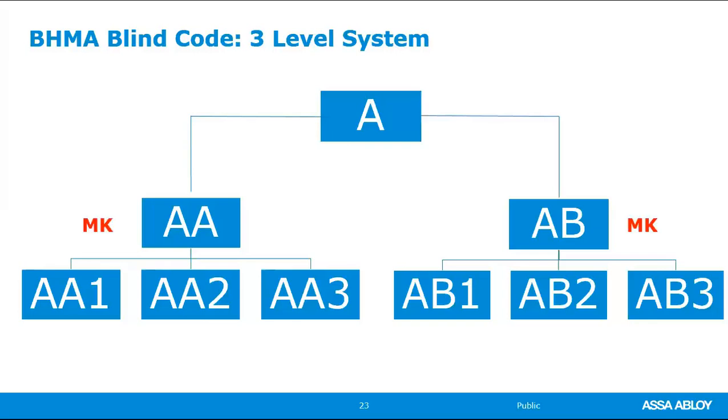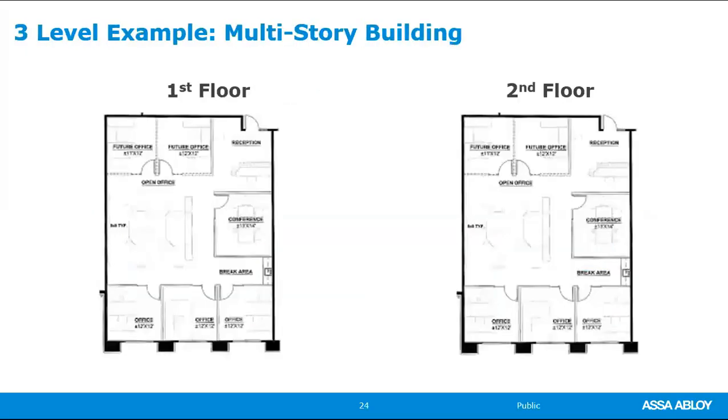So in this case, my master keys, and then my grandmaster key connects both facilities. Building 1 is on AA master key. Building 2 is on AB master key. But I'm connected by a grandmaster key, A. Your grandmaster key is one letter.